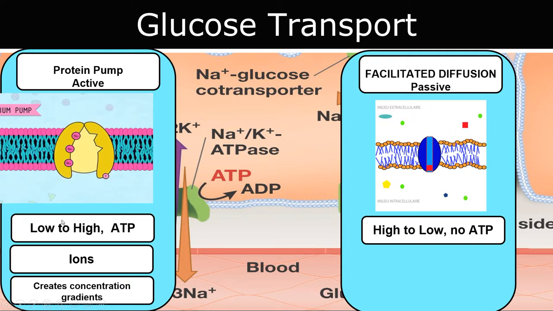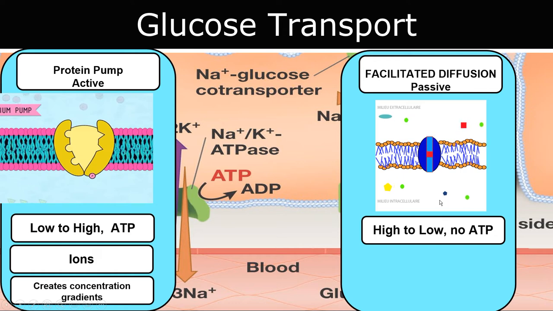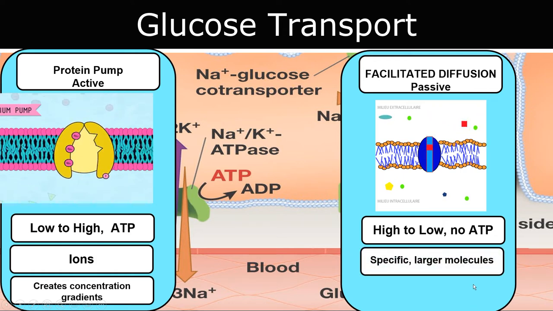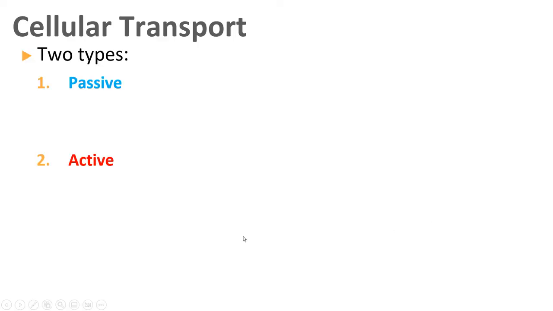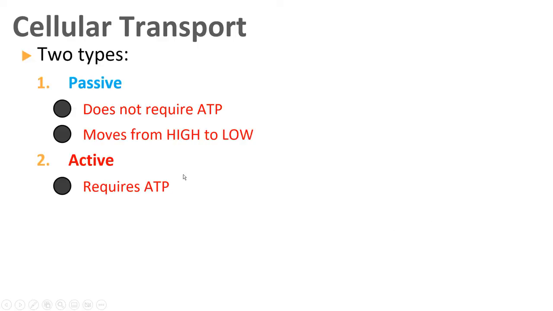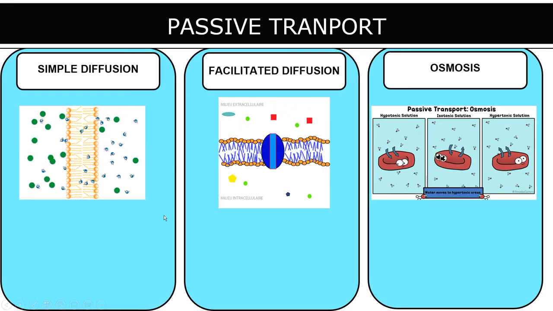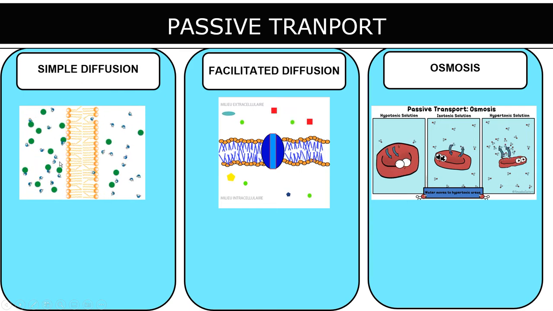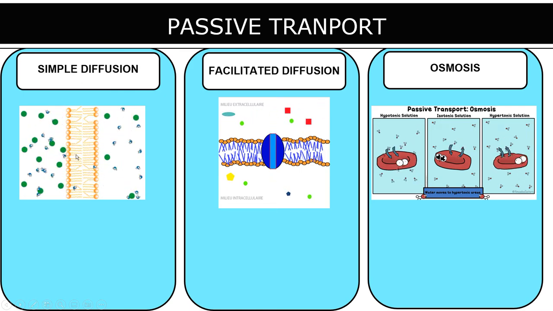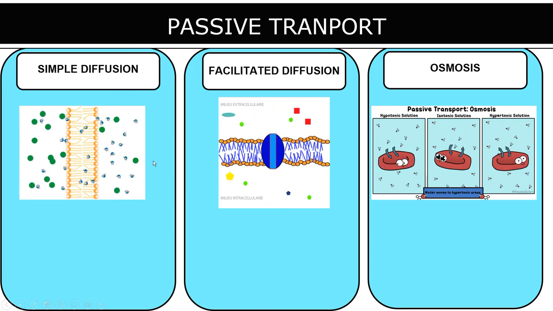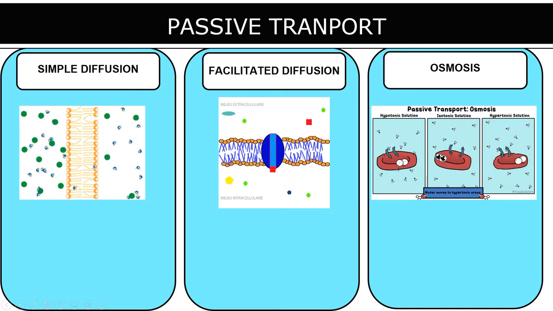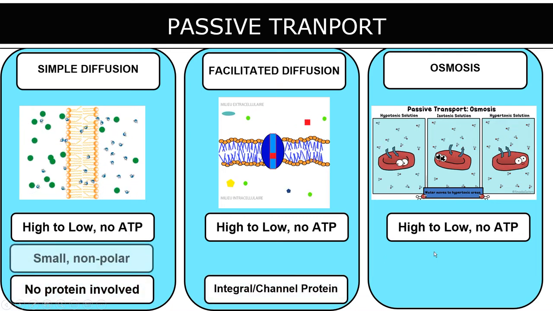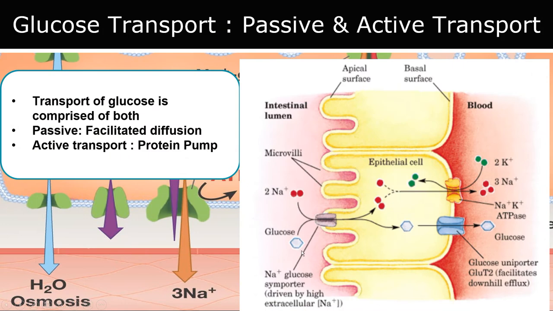And in this case, instead of moving from low to high, you're moving from a high to low concentration and no ATP is required, that these are specific for certain molecules. So yes, we have two types of cellular transport. Passive does not require ATP, whereas active does. And just to remind you, we have three different versions. Simple diffusion, which does not require any kind of membrane protein. Facilitated diffusion, which does require a membrane protein. And then you also have osmosis, which is following the movement of water.